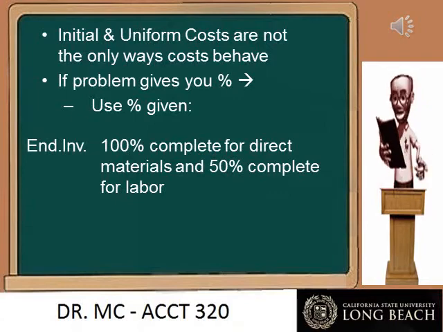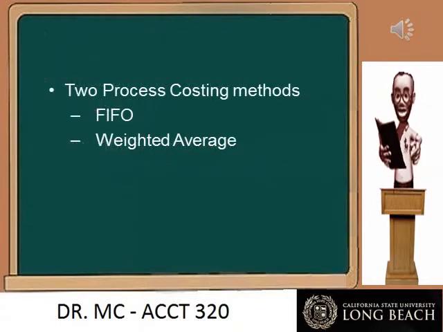Now we are going to do a process costing problem. There are two methods used in process costing. They are the FIFO method and the weighted average method. We will start with the FIFO method.